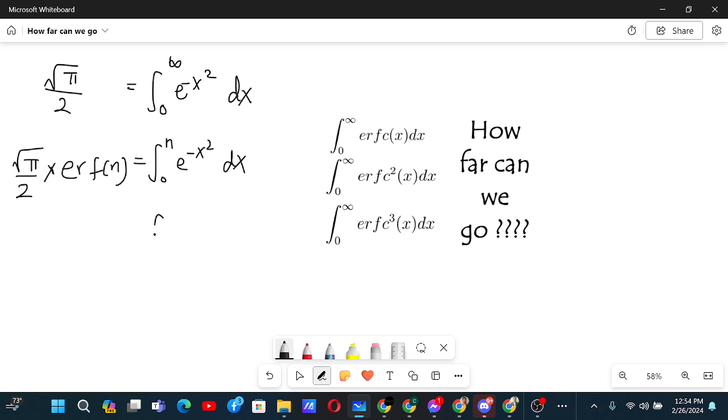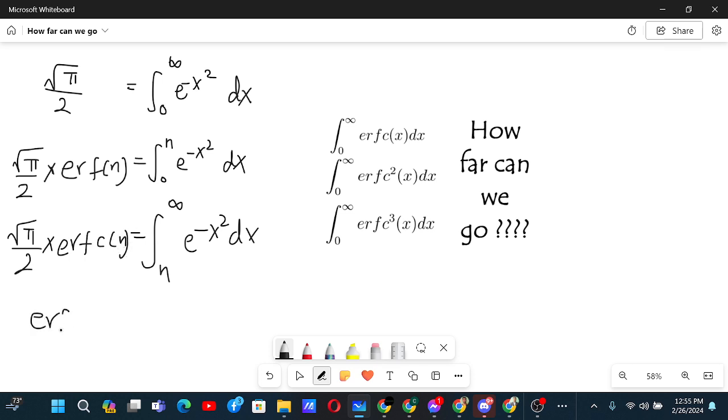Now, if this is from n to infinity, this is just complementary to the earlier function. So this is known as the complementary error function, and this is root pi by 2 times the complementary error function. Using this definition, we can also define the complementary error function of n as 2 by root pi times this integral.